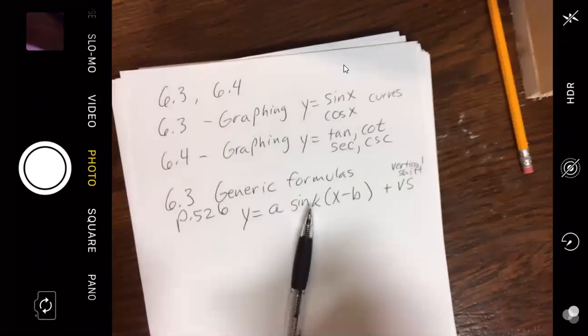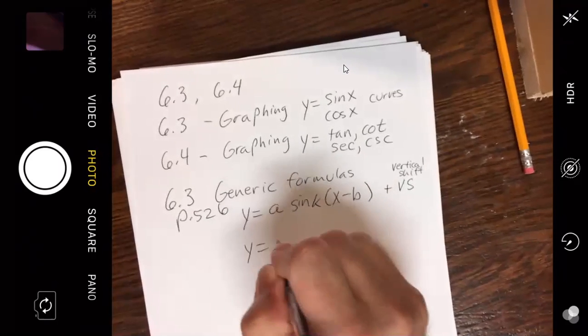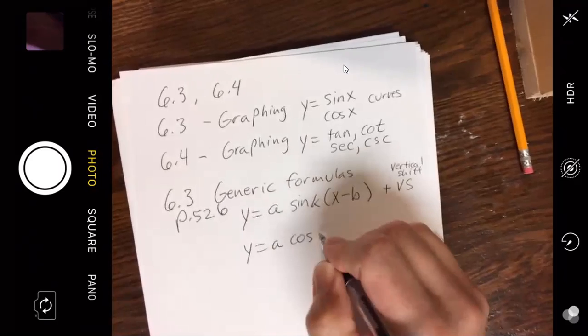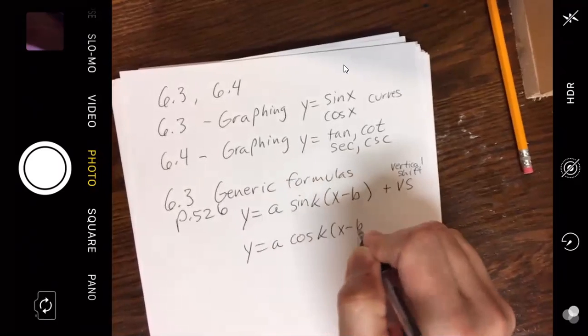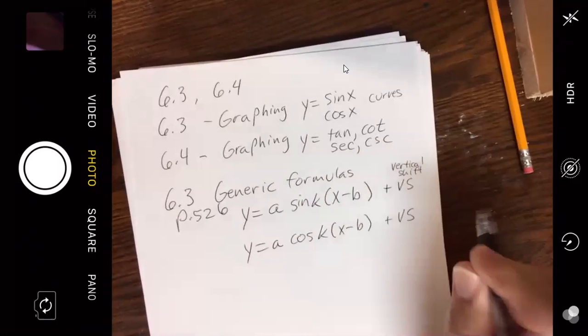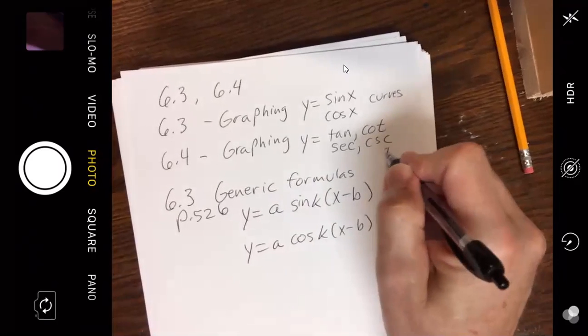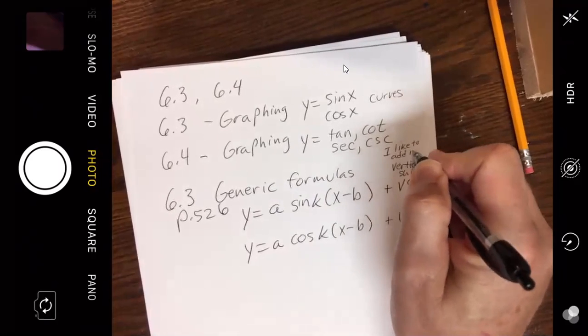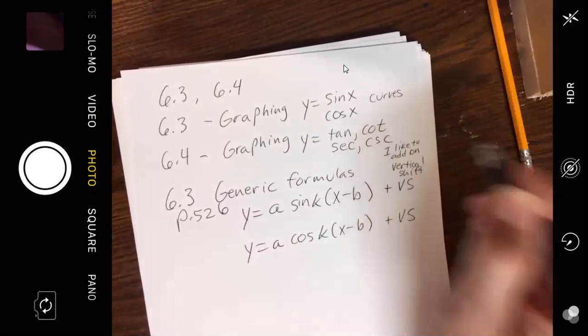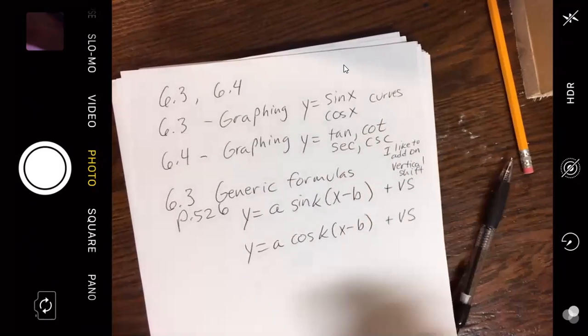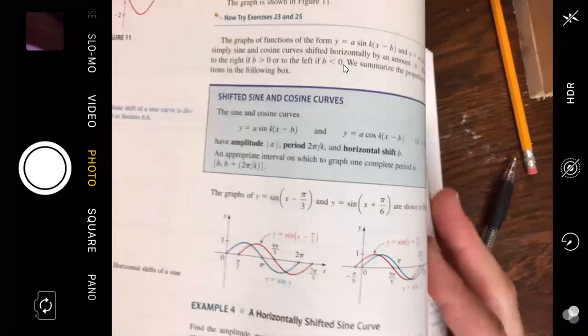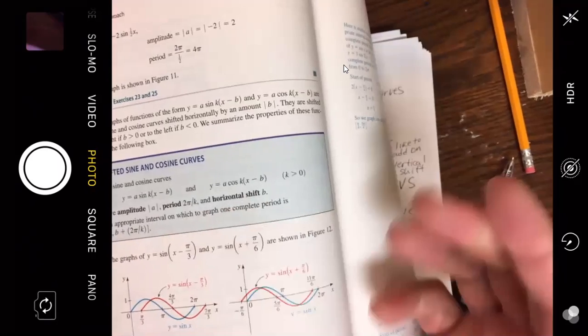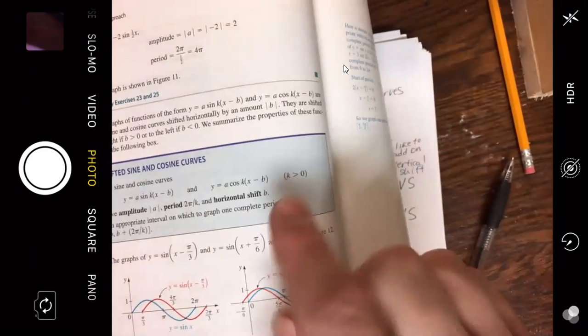All right. And it's the same thing for cosine. Y equals a cosine of k times x minus b, plus, I like to add on, a vertical shift. If it's negative, it's down. Positive, it's up. I'm getting this from this box, and it gives you three things, but they do show you some vertical shifts. I don't know why they don't put them in here.